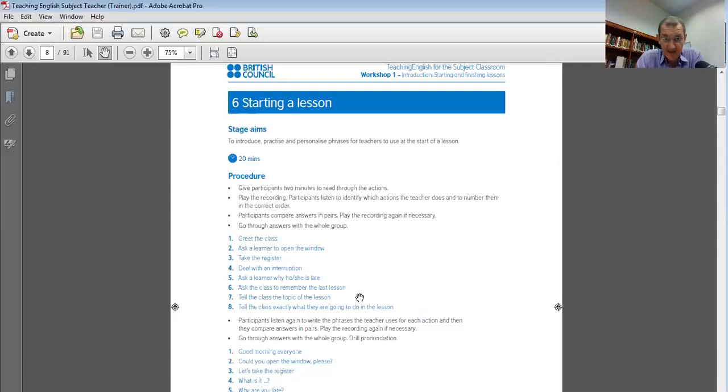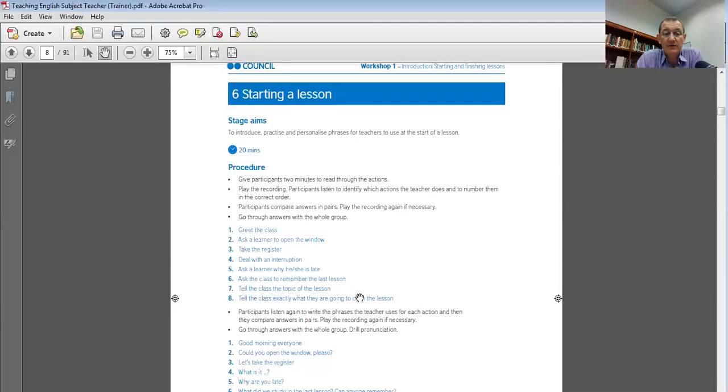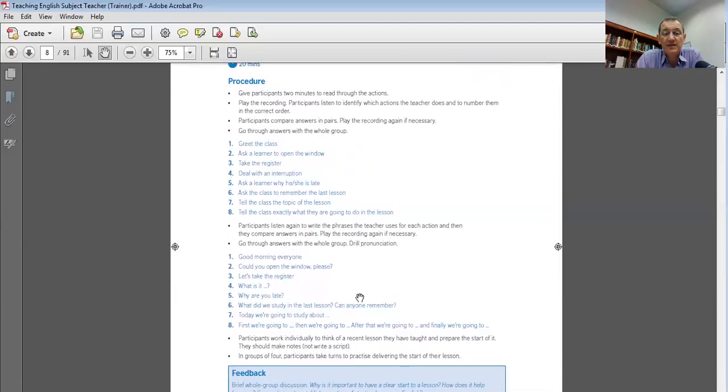And you have the answers there in blue. So number 1, greet the class. Number 2, ask a learner to open the window. Number 3, take the register, etc.